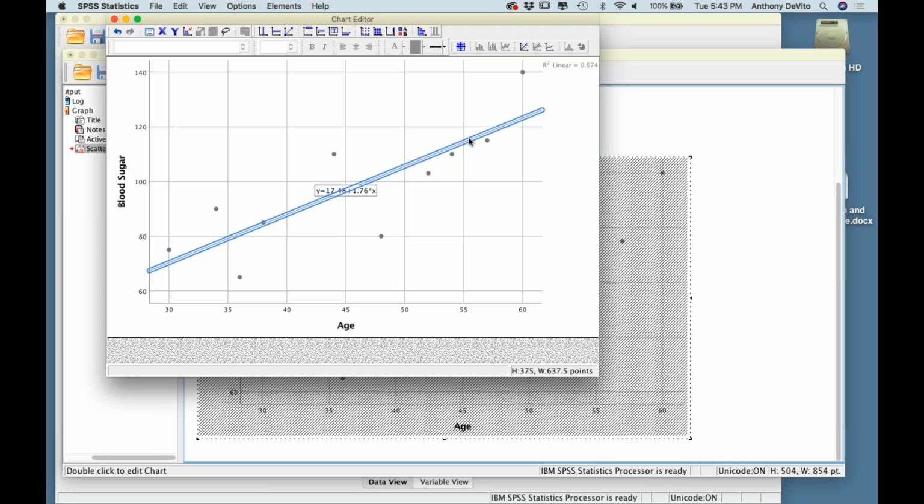Okay, now what else do we notice about this? It does look like there's an association, a correlation between these, which makes sense biologically, let's say, right?